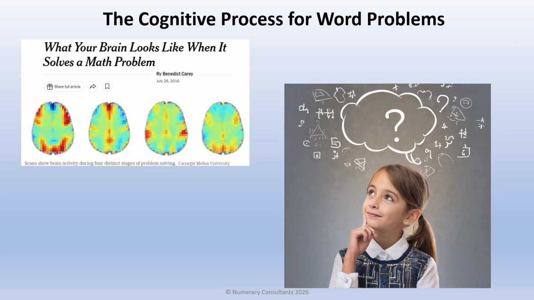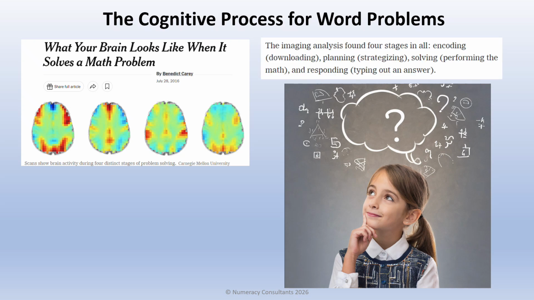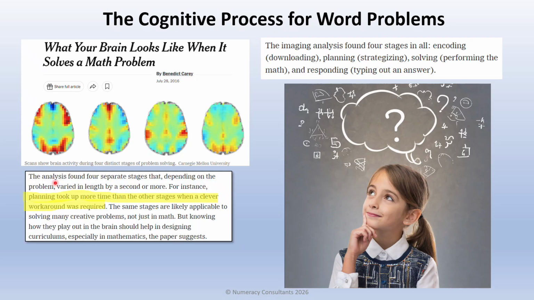So now we're going to take a quick look at the cognitive processes for a word problem. There was a study done with a large group of adults, and it gave adults a variety of problems, from very easy problems to more complex problems. And what the imaging analysis found is that 4 stages exist: encoding, which is the downloading part; planning, strategizing; solving, performing the math; and responding, typing out the answer. And this is important. The analysis found 4 separate stages, which, depending on the problem, varied in length by a second or two.